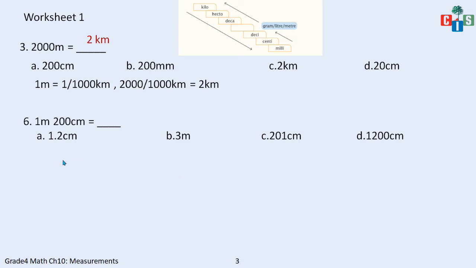Likewise, I can do that. 1 meter I can convert into centimeter. 1 meter, if I convert it into centimeter, it will be 100 centimeter. So 100 centimeter plus 200 centimeter will give me 300 centimeter. So 300 centimeter will be equal to 3 meters.